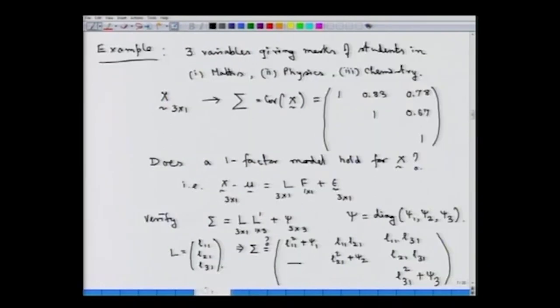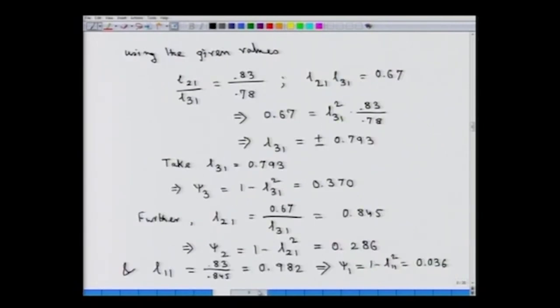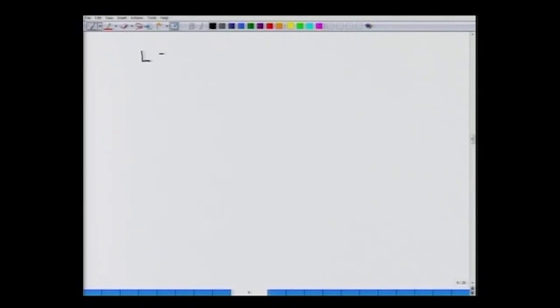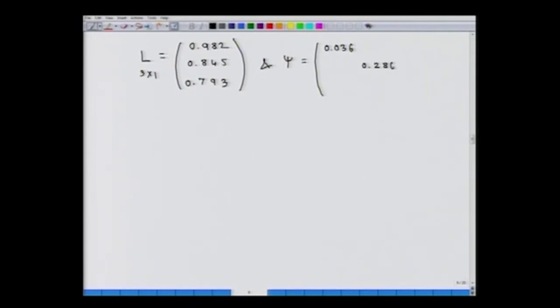So, after solving this particular equation that sigma is equal to LL dash plus psi, or equating these 9 values here, let us summarize what we have obtained. So, the solution: this is L, which is 3 by 1 as we have seen, one common factor, containing these as the factor loadings, which are 0.982, 0.845, and 0.793, and this psi is that matrix of specific variances, which gives us these values. This is the first entry, this is 0.286, and this is 0.370, the rest are null entries. This is what the solution is.